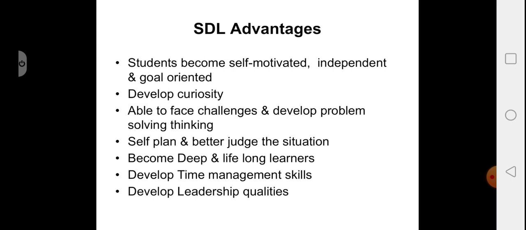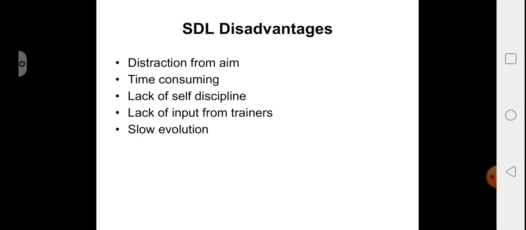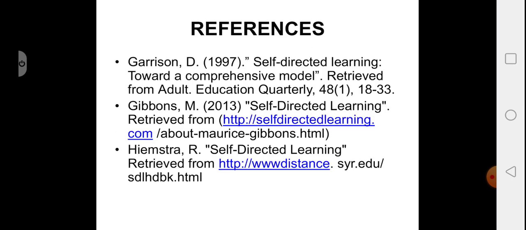For anything, there are also some disadvantages like distraction from aim when you're using technology, or it might be time consuming. There can be lack of self discipline, there can be a lack of input from trainers, and there can be a slow evolution, but all of these can be overcome. Okay, so these are the references for the topic on self-directed learning.